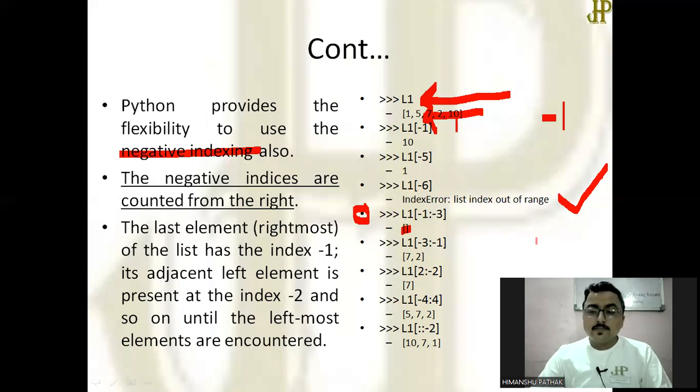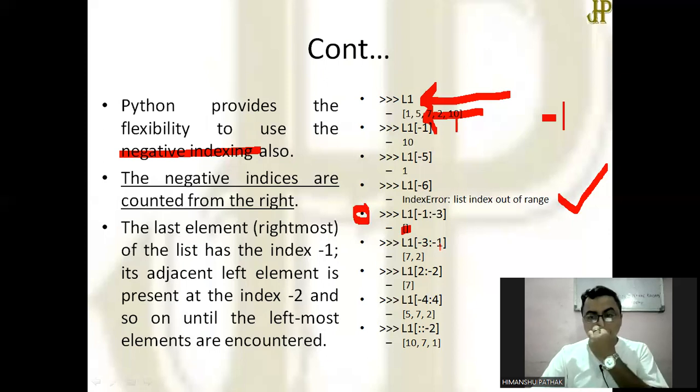You can traverse the list from left to right only. That's it. You can fetch a single element with a negative value, no issue. But if you want to fetch or traverse more than one element from the list by using negative indexing, that can only be possible from left to right. Here, you can see that L1 starts at -3 and goes up to -1.